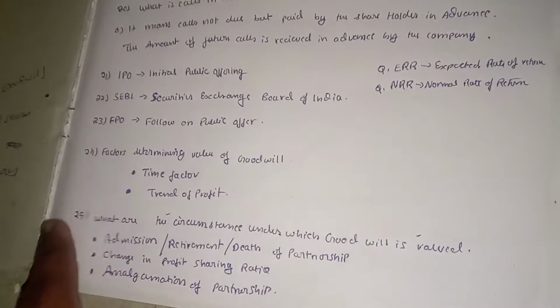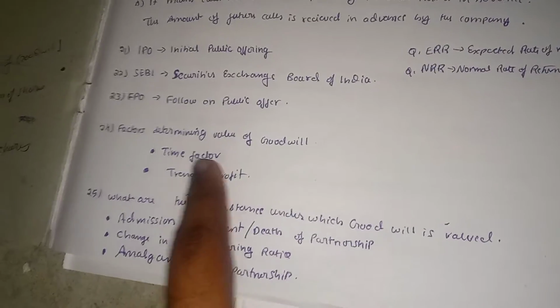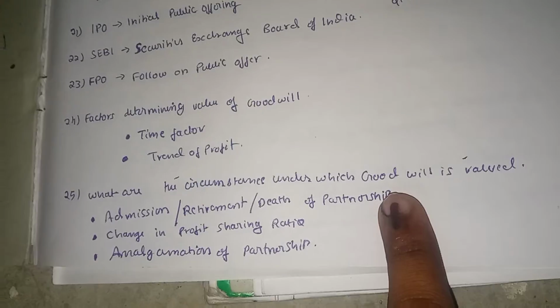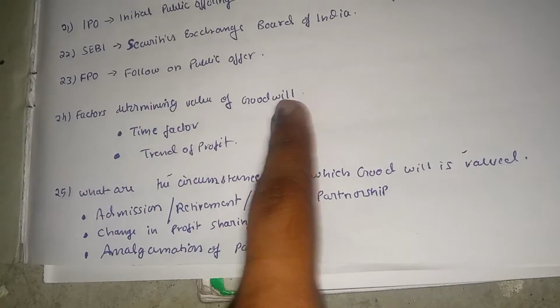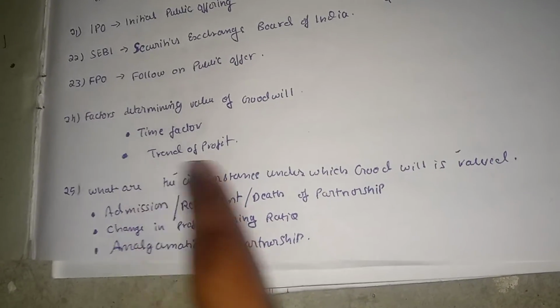Factors determining value of goodwill: time factor and trend of profit. The two factors for determining value of goodwill are time factor and another is trend of profit.